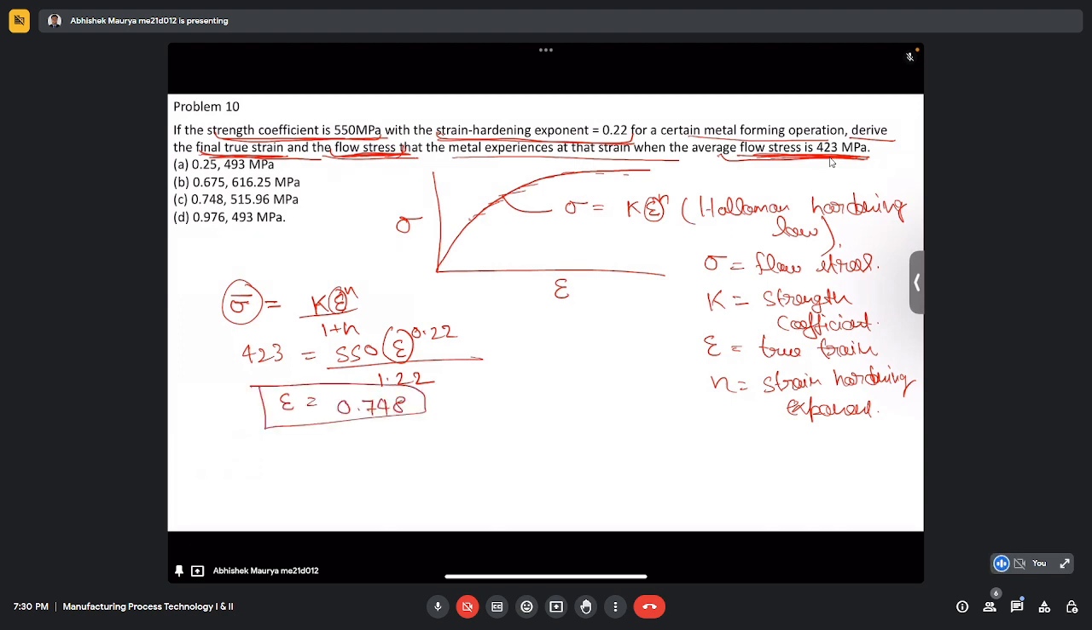And now you have to find out the flow stress corresponding to this strain. That is given by the Hollomon law. So sigma is equal to K epsilon to the power n.